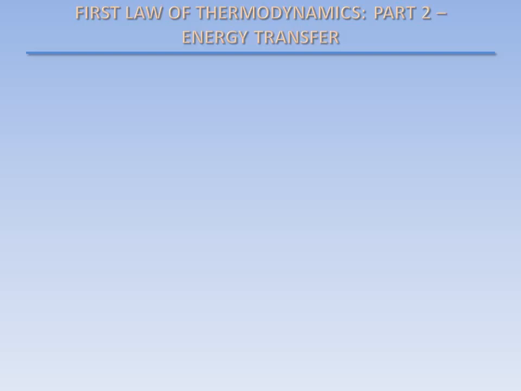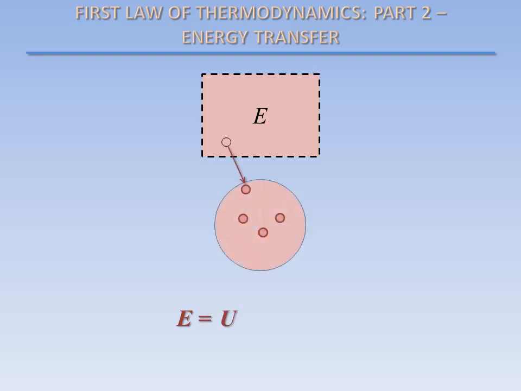In part 1 of this series of presentations on the first law of thermodynamics, we learned that a system contains some amount of total energy, denoted by the letter E. This total energy stored in the system consists of the internal energy, U, which is related to the molecular structure of the system and to the degree of molecular activity.